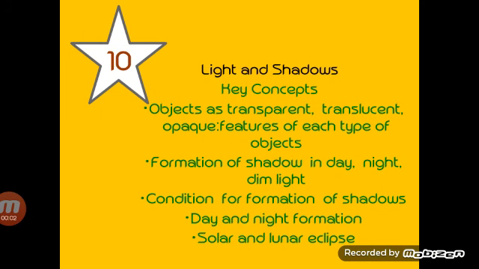Lesson 10, Light and Shadows. In this lesson, you will come to know about objects as transparent, translucent, and opaque, and the features of each type of object. Formation of shadow in day, night, and dim light.